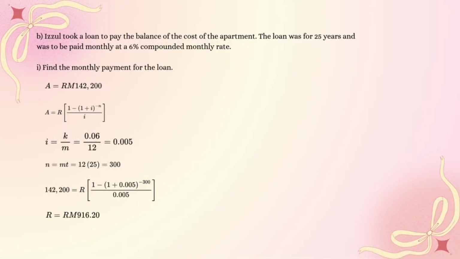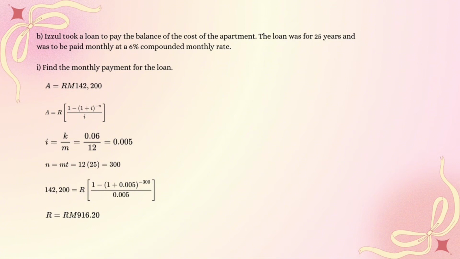Izo took a loan to pay the balance of the cost of the apartment. The loan was for 25 years and was to be paid monthly at a 6% compounded monthly rate. Find the monthly payment for the loan. n equals 12 times 25, which is 300. I equals 0.06 divided by 12 and we get 0.005. 158,000 multiplied by 10% equals 15,800. 158,000 minus 15,800.